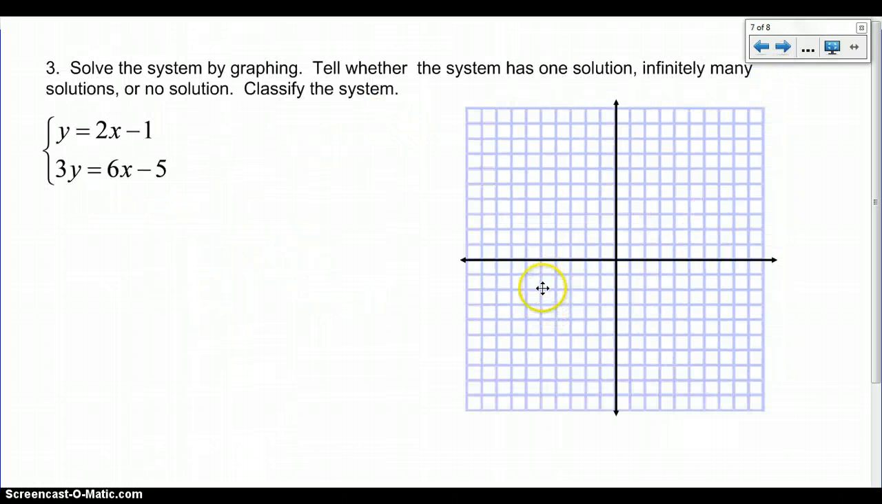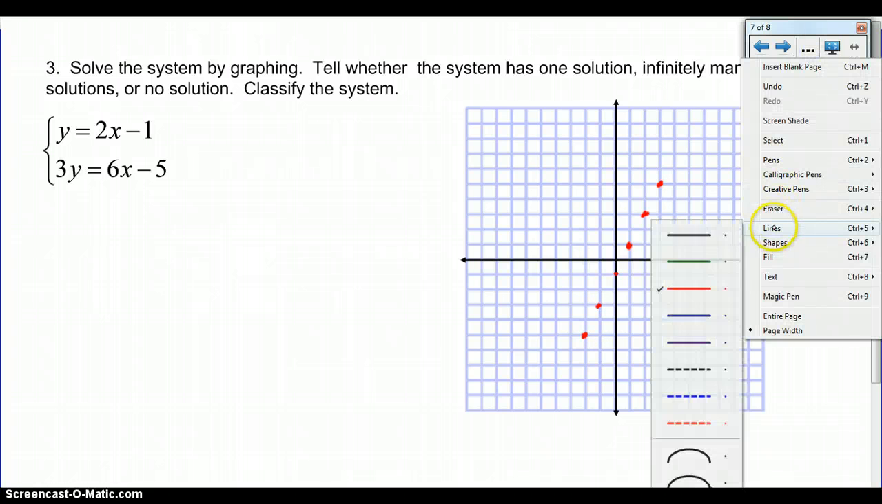Let's take a look at our next example. You can see the first is already laid out for us nicely. Y equals 2x minus 1. Let's graph that. There's my y-intercept of -1. The slope is 2, so I'm going to go up 2 and right 1. I might go down 2 and left 1 just to extend the view of that line just a little bit.